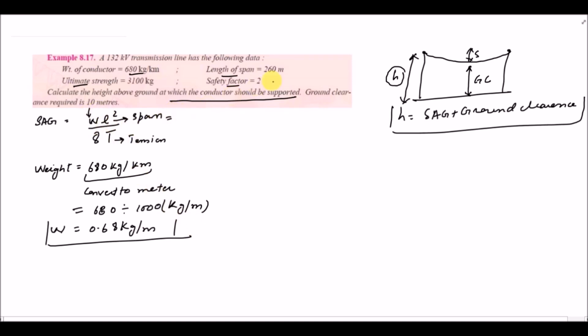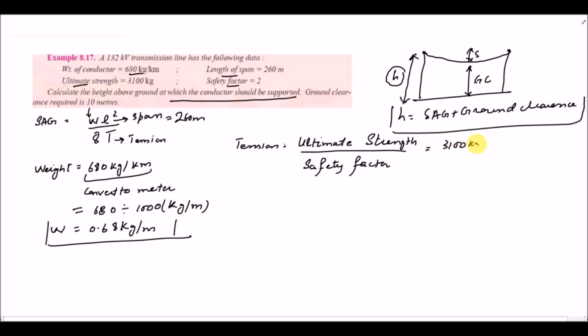Span is given, which is equal to 260 meter, and for tension, the formula of tension is ultimate strength over safety factor. The ultimate strength is given, it is 3100 kilogram, and the safety factor is 2. So tension value is actually equal to 1550 kilogram. So now we know the weight of the conductor, we know the span, we know the tension.